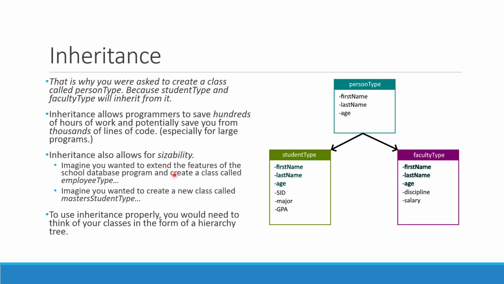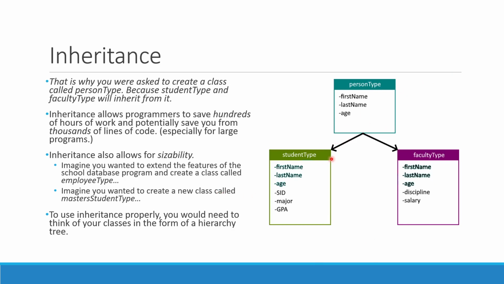Now another nice key feature of inheritance is that it allows for sizability, because we have this base class here, we can write even more derived classes that inherit from this base class, okay? So imagine, now I completely made these examples up. Imagine you wanted to extend the features of your Lab 3, the school database program, and create a class called employee type, okay? Now, this would probably be the kind of class that you would use for people who are neither students nor faculty. Maybe they're like janitors or the HR or whoever. They would probably have a new private variable called, I don't know, job or something, where it says what they are, like the janitor or IT or HR or whatever.